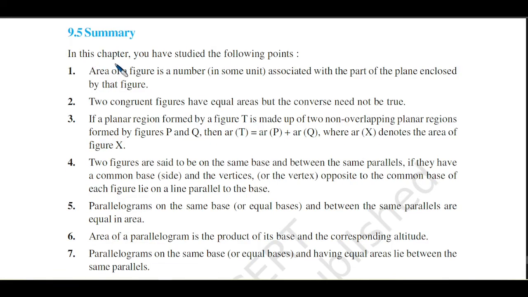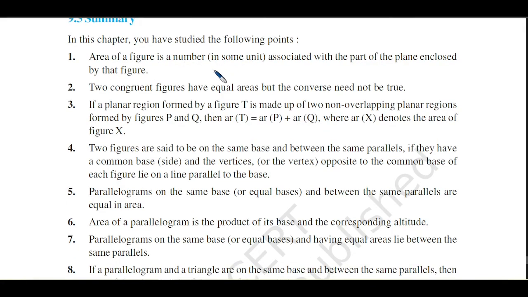Now chapter 9. In chapter 9 you have studied the following points. Area of a figure is a number. What is area? It is a number in some unit associated with the part of the plane enclosed in that figure. Two congruent figures have equal area, but the converse is not true. You may have one triangle and one square having equal area, but they are not congruent to each other.